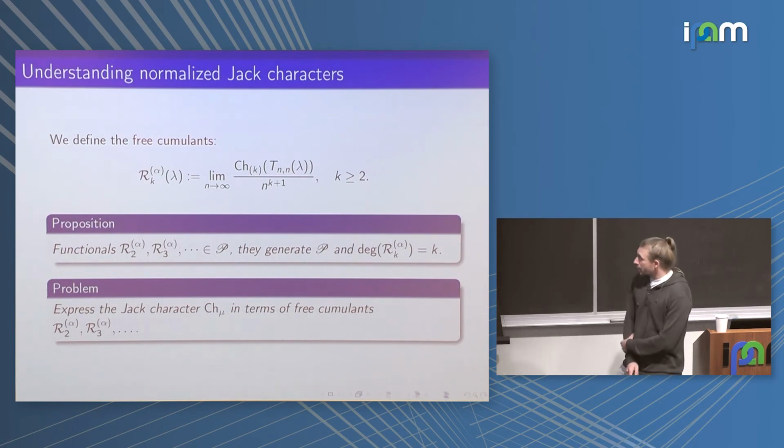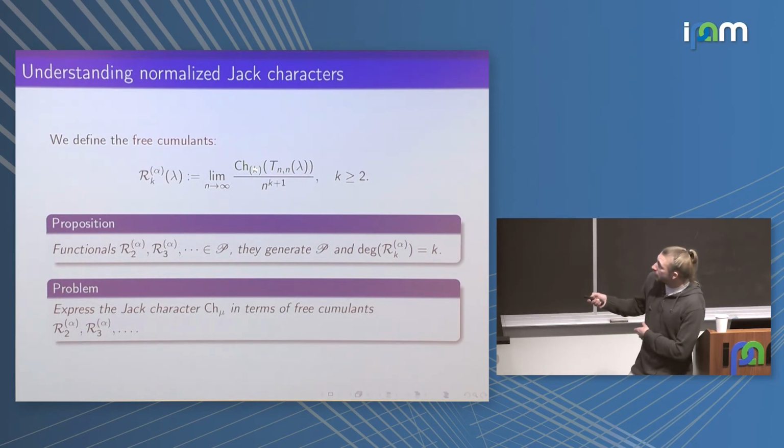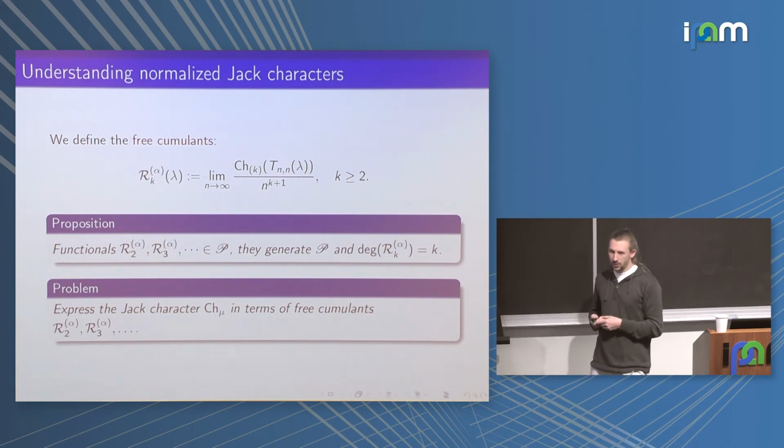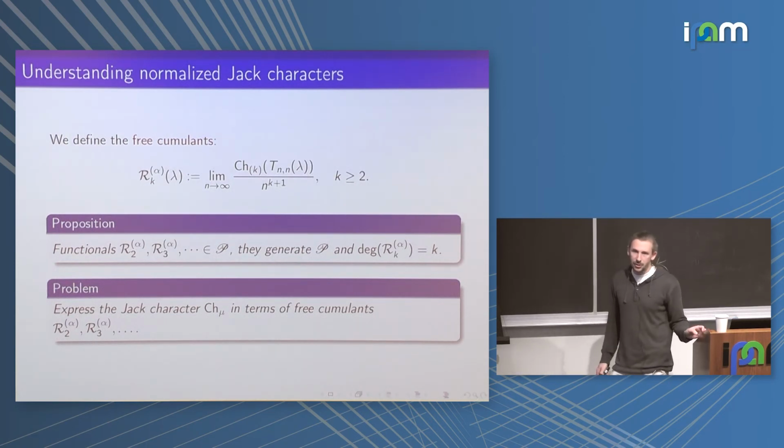And here is a very interesting problem. The problem is the following. If you take the normalized Jack character, you can look at the top degree in the following scaling. You take your Young diagram and scale it by n horizontally and vertically, and it turns out that this function is a polynomial in n of degree k plus 1. So if you divide it by n to the k plus 1 and you take a limit, you have a function which is defined on the set of Young diagrams.